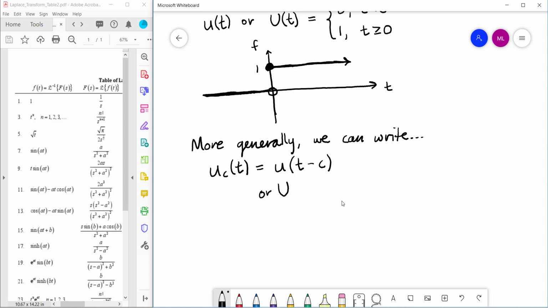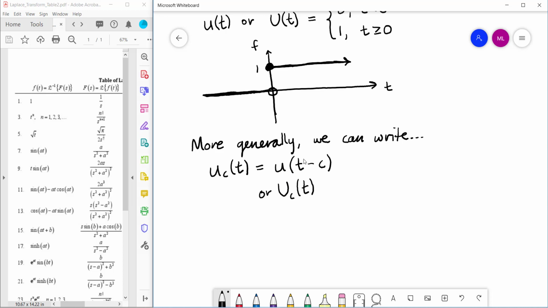Or we could see this written as a capital U sub c of t. And these two notations are equivalent. You'll see either the time being indicated down here that it turns on, but that's equivalent to just shifting the value of t here. They mean the same thing. This just means it's a Heaviside function that gets turned on at time c. This is a mathematical way of thinking about that exact same thing.